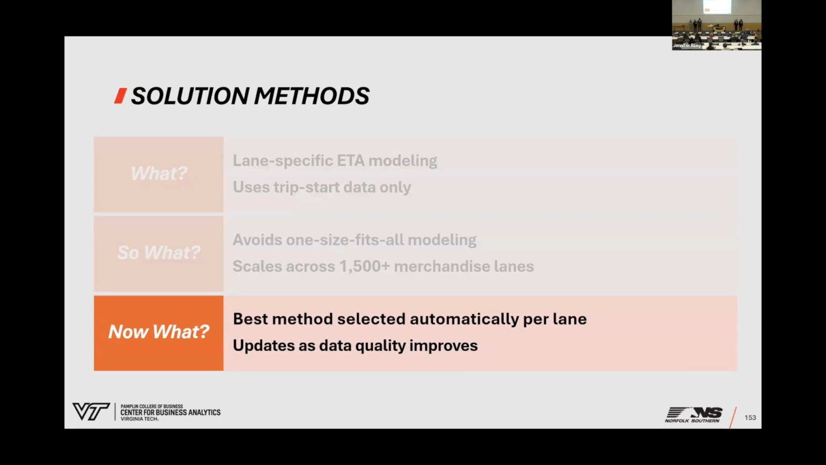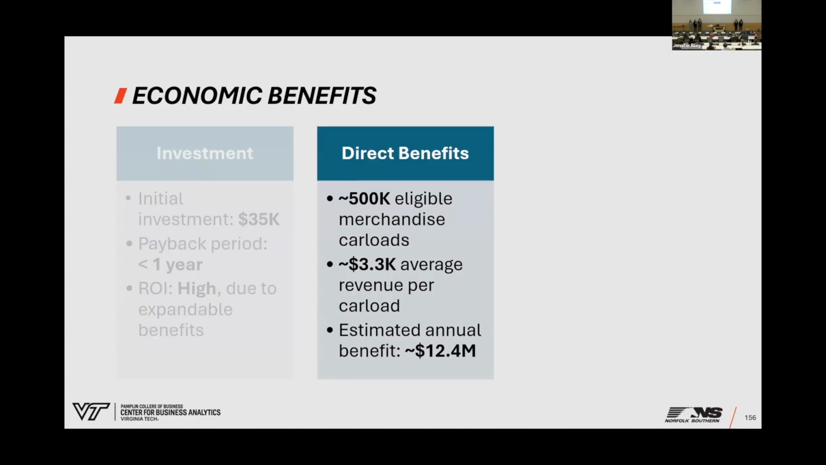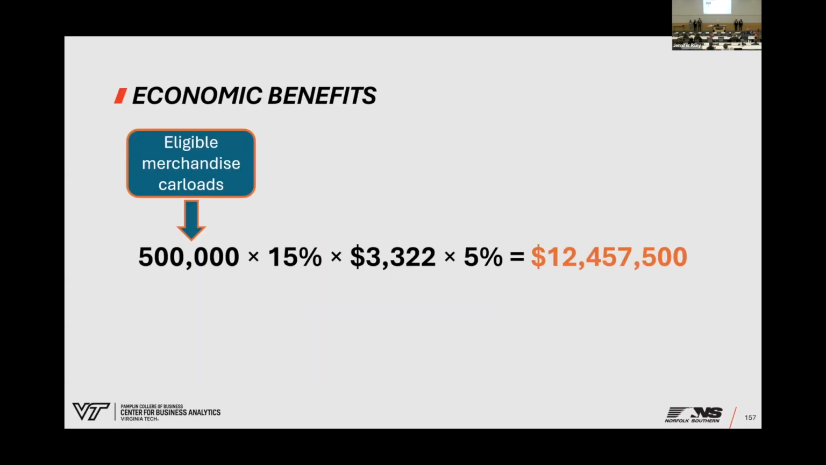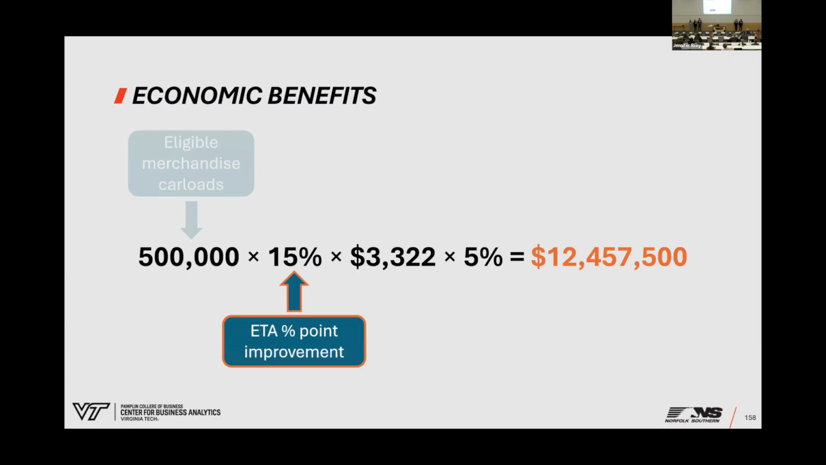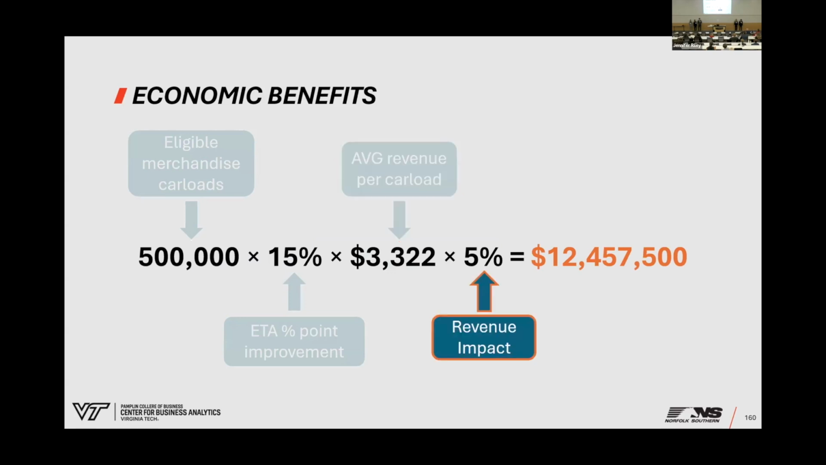Now I'll move into what this means in terms of economic impact. So to begin, we created a return on investment framework reflecting our analysis. The initial investment is $35,000 with a payback period of less than 1 year. In terms of direct benefits, we calculated an estimated $12.4 million in annual benefit. This is based on 4 key drivers: 500,000 shipments a year, a 15% improvement in on-time performance, an average revenue of about $3,300 per car, and a 5% revenue impact factor.